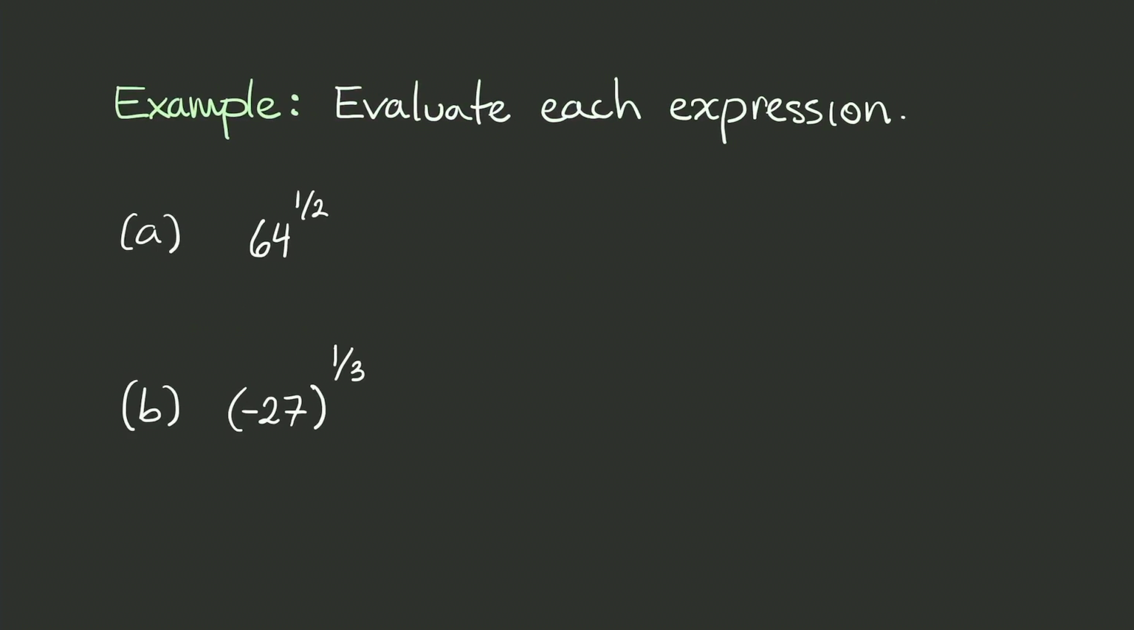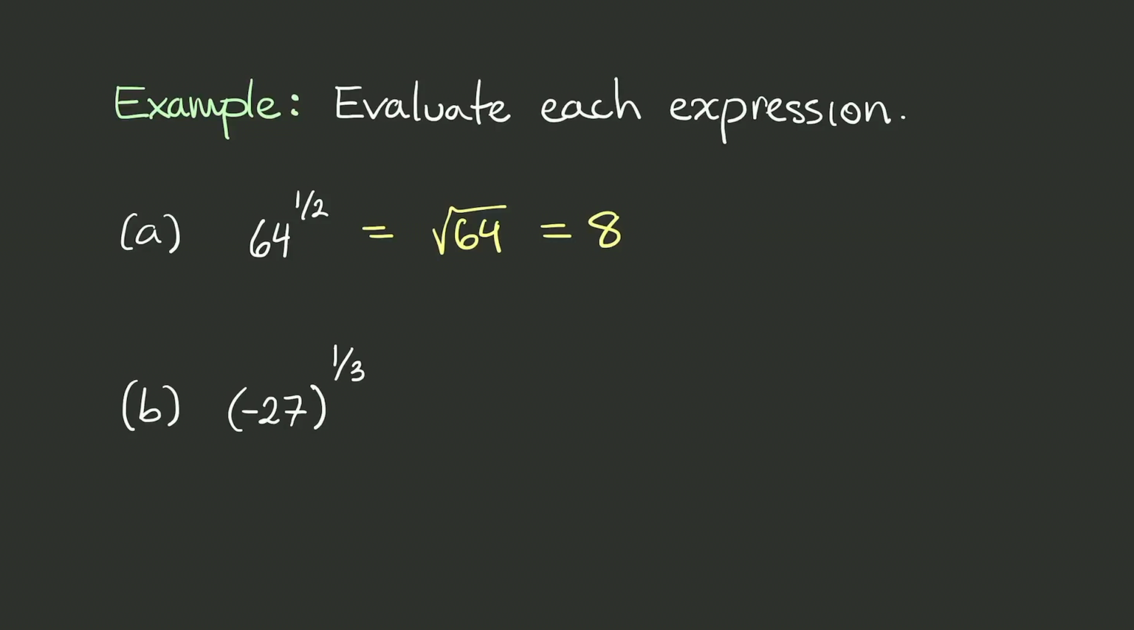In this example, we're supposed to evaluate each expression. In the first one, we have 64 raised to the 1/2 power, which we know is the same as the square root of 64. Since we know 8 times 8 equals 64, then we have that the square root of 64 equals 8. In part B, we have negative 27 raised to the 1/3 power.